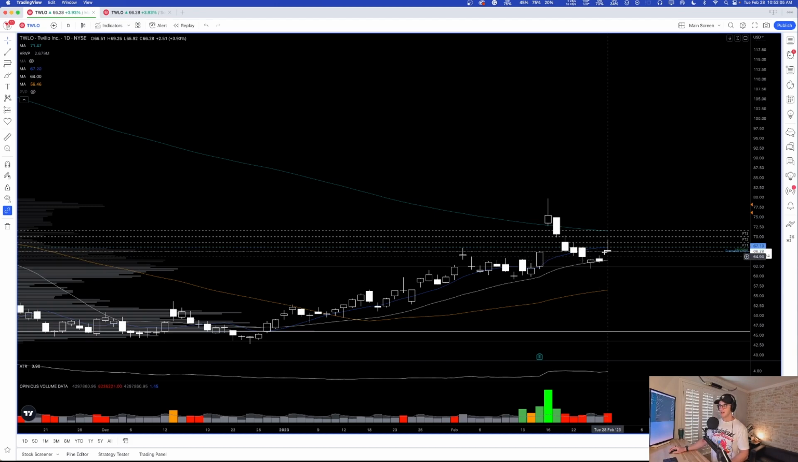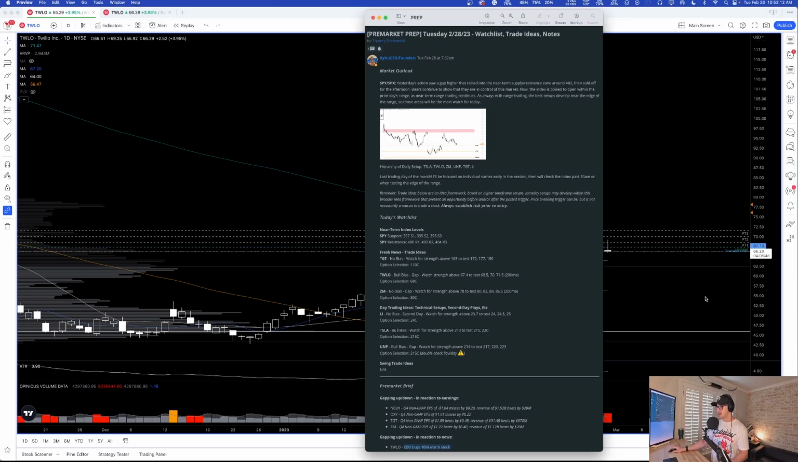Now with the news, I have a gap higher. I'm going to be looking at taking this stock long, which is why I had it posted in the notes as a bull bias. So we see TWLO right here under fresh news, bull bias, gap. Watch strength above 67.4 to test 68.5, 70, and 71.5.